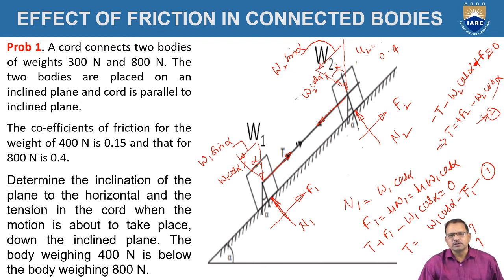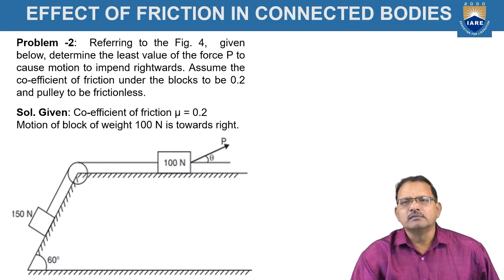Sigma Fx is equal to 0, sigma Fy is equal to 0. By using these two equations, we can determine the tension as well as the inclination of the plane. Determine the least value of force P to cause the motion to impend rightwards. Assume the coefficient of friction under the blocks to be 0.2 and the pulleys to be frictionless.